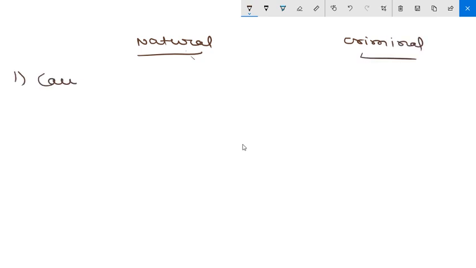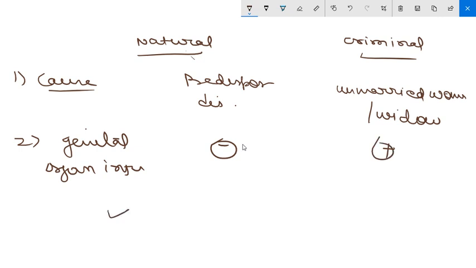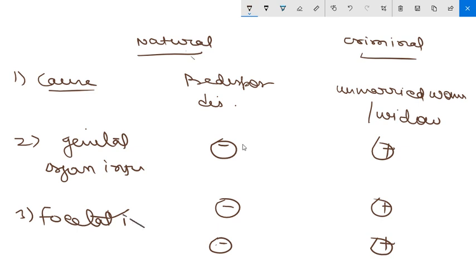Now the last part: the differences between natural and criminal abortion, which are usually asked. The first point is cause. In natural abortion, there are predisposing diseases, which we have discussed; in criminal abortion, there is pregnancy in an unmarried woman or widow. The second is injuries on the genital organs, which are absent in natural and present in criminal abortion. The third is fetal injury, absent in natural and present in criminal. The fourth is foreign bodies in the genital tract, absent in natural and present in criminal. So these are the four basic differences between criminal and natural abortion.